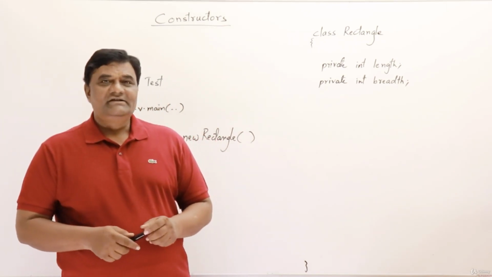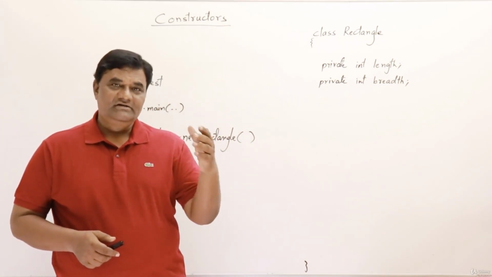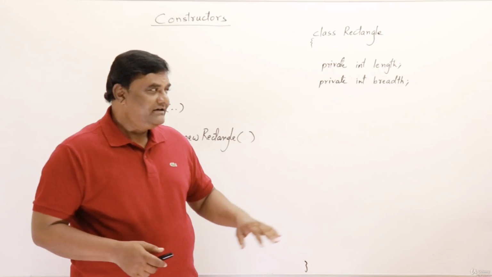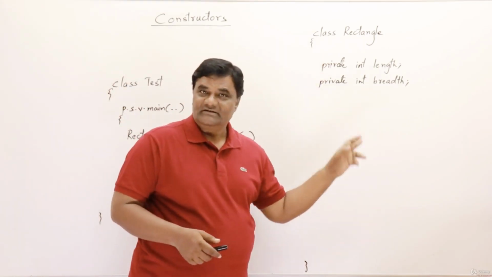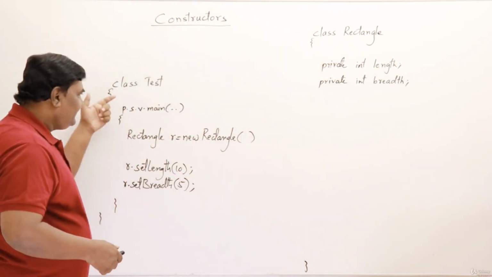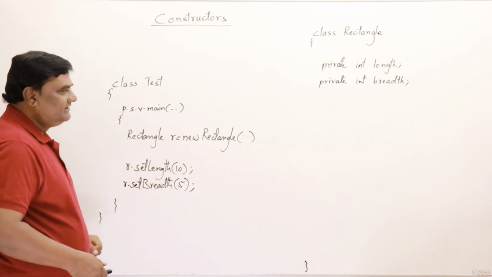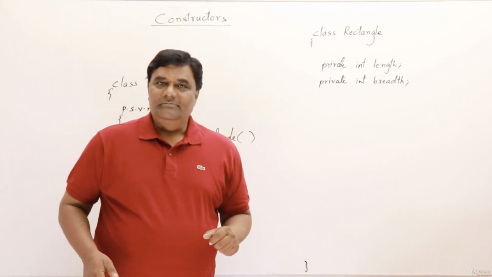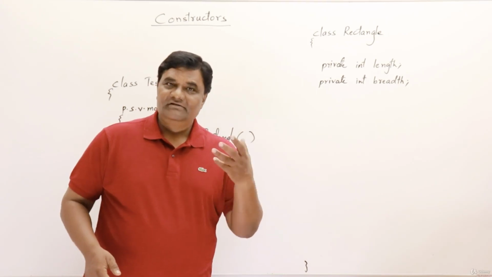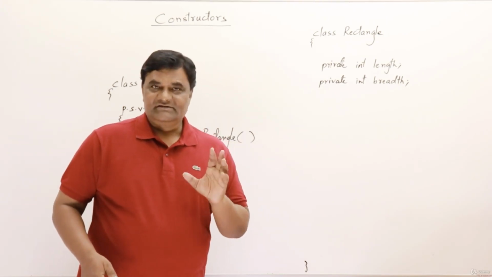See, already we have seen an example program in data hiding. In data hiding, I have taken this example of a rectangle class. And here I was creating an object in the main method and I was setting its length and breadth. Now using that same example, I will continue my argument why we need a constructor.